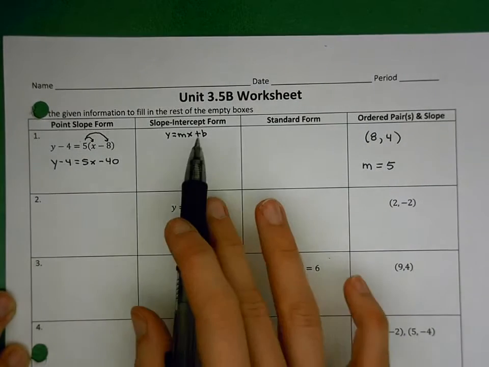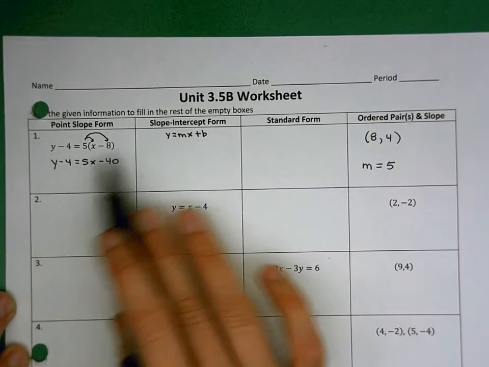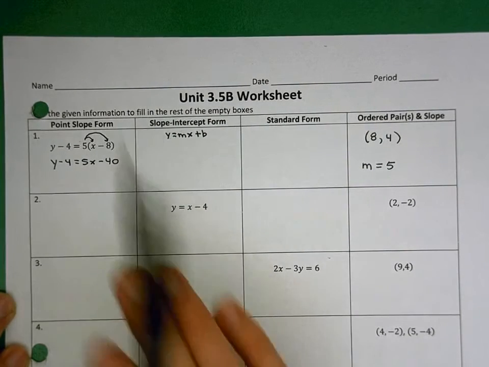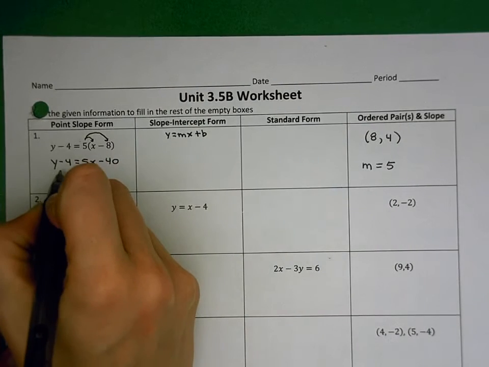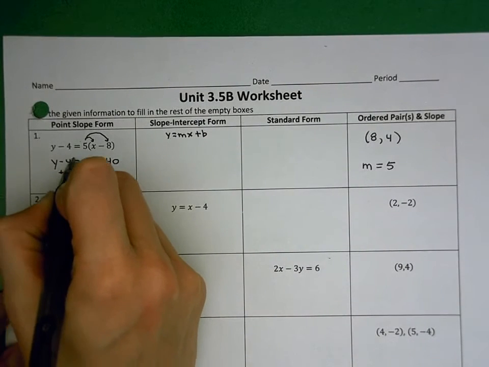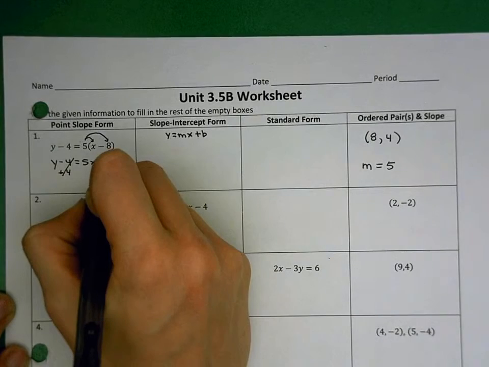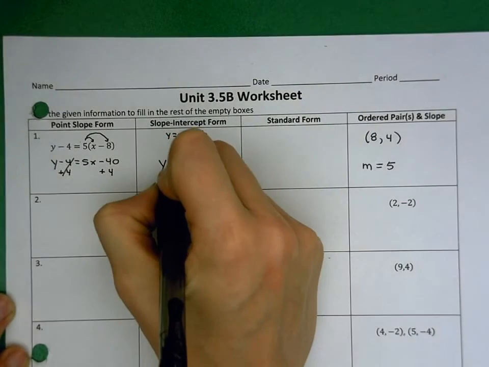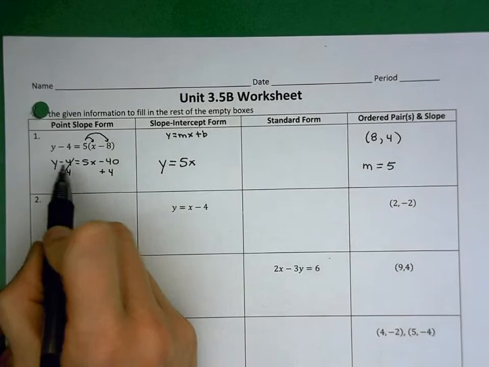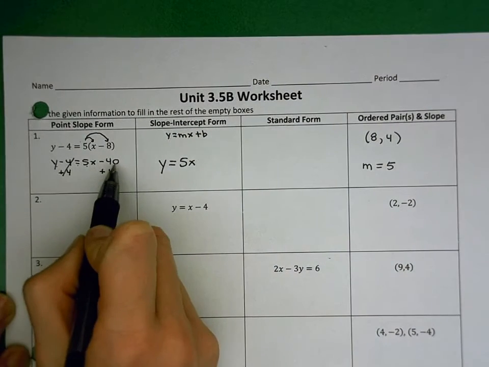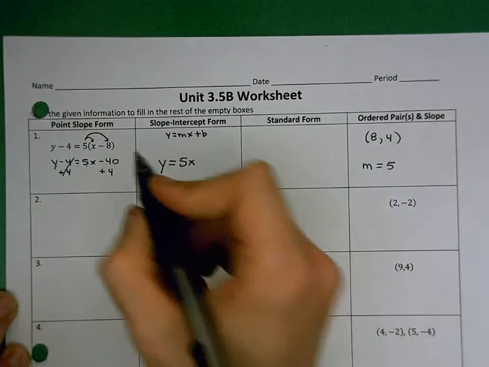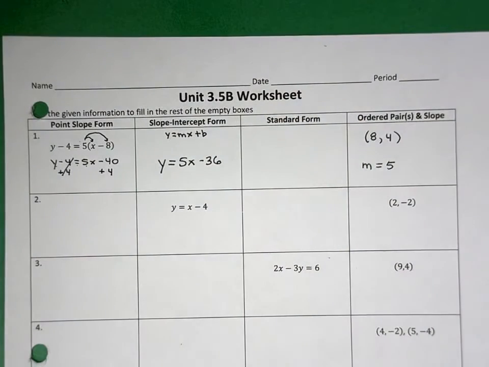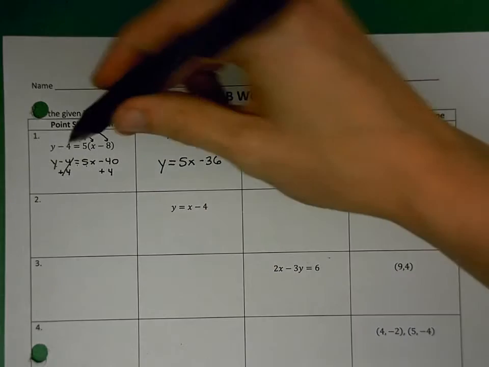Okay, and then looking at slope-intercept form, the other thing we take note of, comparing the two, is that while point-slope has a number with the y over here, slope-intercept does not. And so I need to somehow get rid of this minus 4, and so to undo minus 4, you're going to add 4, and add that 4 over here. And so then we'll get y equals 5x, and negative 40 plus 4 is negative 36. Okay, so that's turning it from point-slope into slope-intercept.